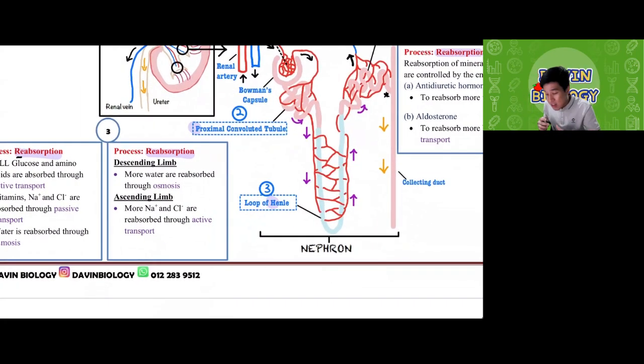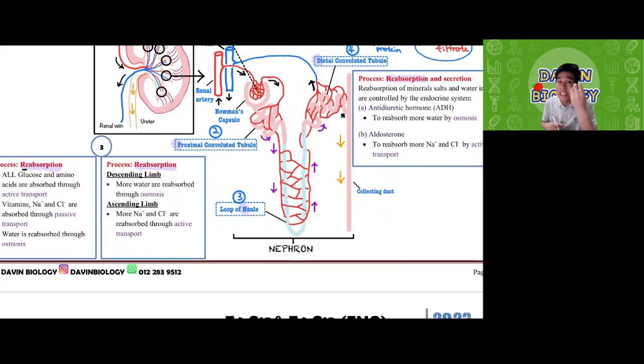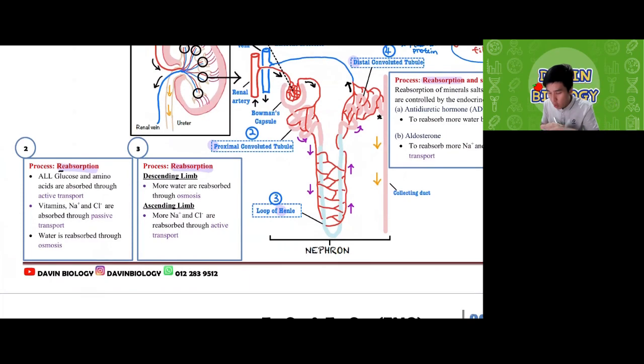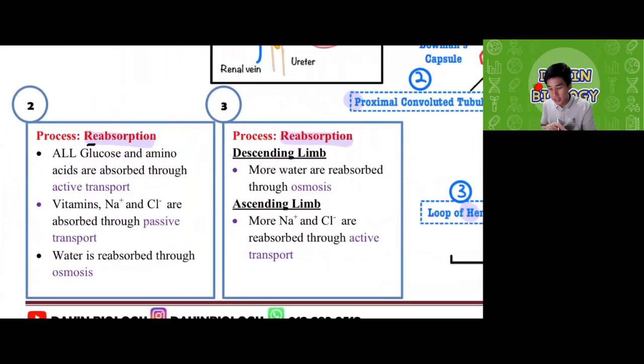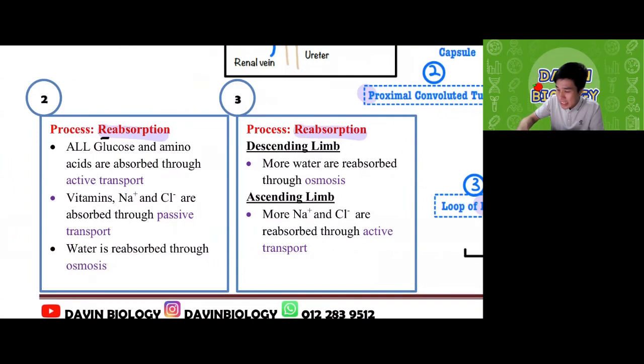Okay, now, then you need to know, what do they absorb? What are the nutrients they absorb into your blood? Okay, so actually, from the proximal, loop of Henle and distal convoluted tube, all the nutrients they absorb are very similar. Okay, you see, for here, number one, at the PCT, proximal convoluted tube, they reabsorb all, 100%, 全部, everything, all glucose and amino acid. Okay, the process not too important. The process, they say active transport. Why is the process important? Because usually this part, they ask in the structure. If asked, they only need to mention the transport, active.